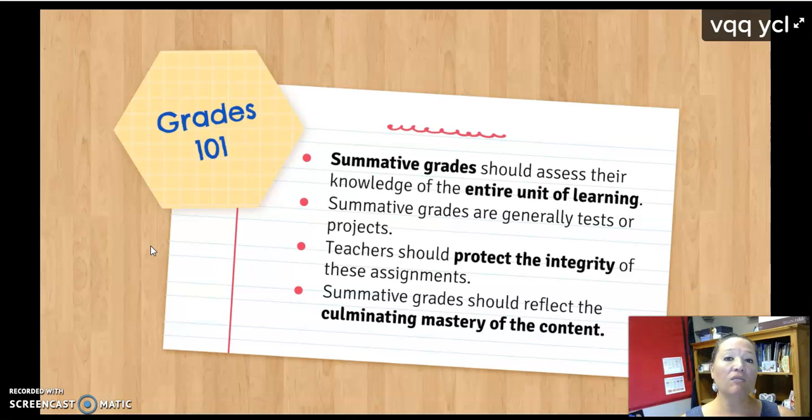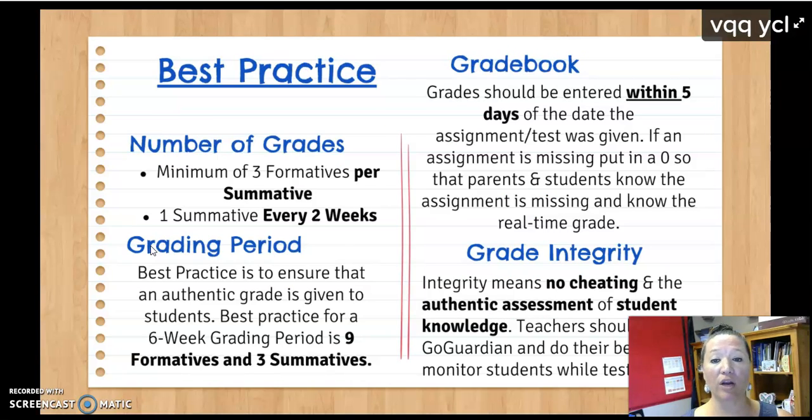And then summative grades should assess the entire learning. So at the end of the learning, at the end of your units, this is where you assess for the cumulative mastery of that knowledge, and then you quantify that through the summative grade. So best practices, number of grades. The best practice for number of grades is a minimum of 3 formatives per summative.